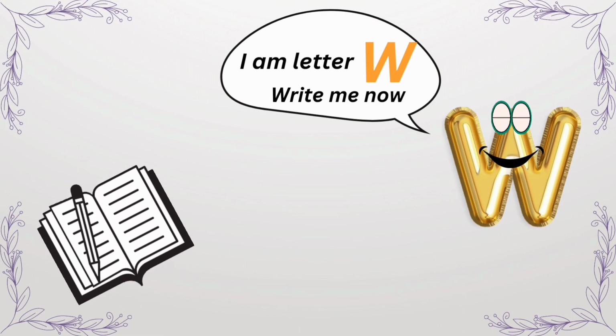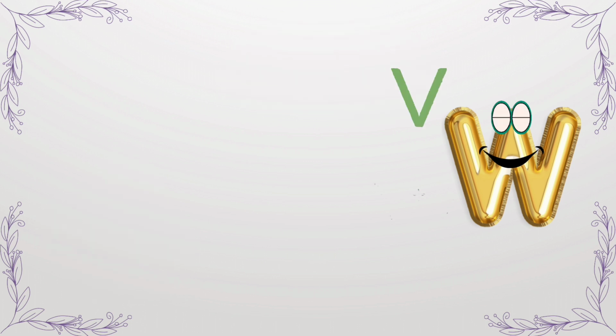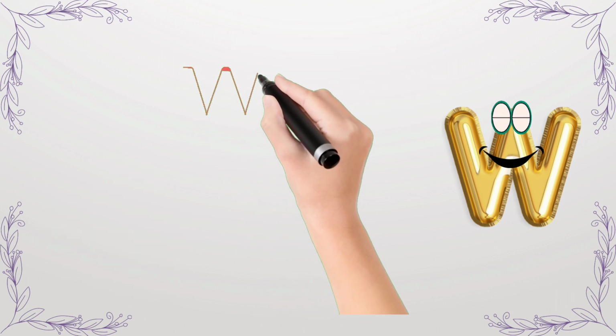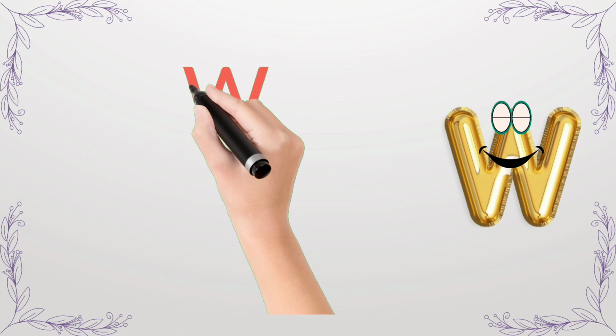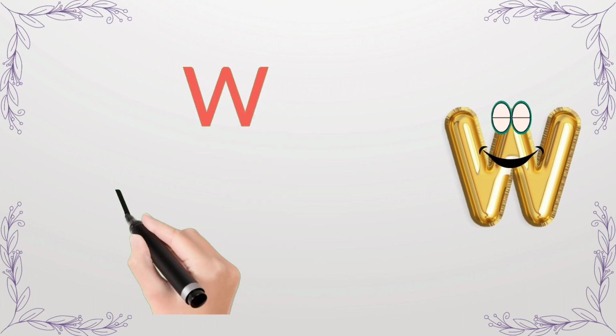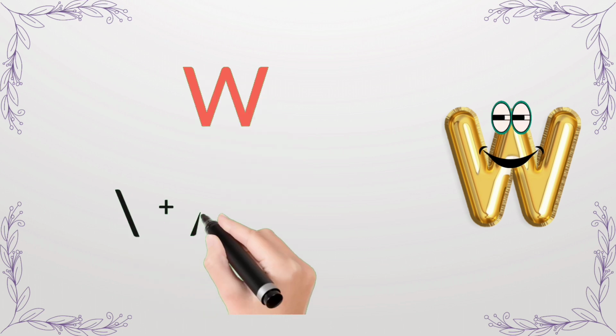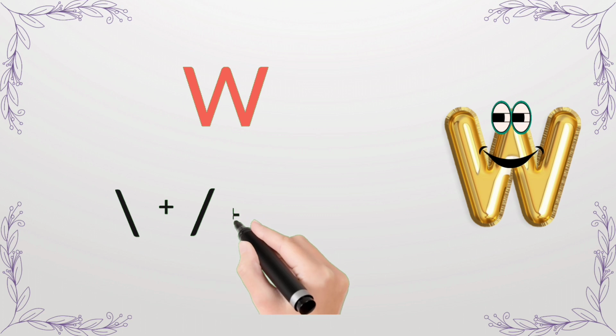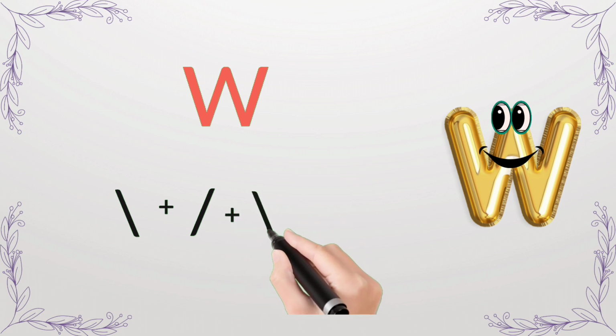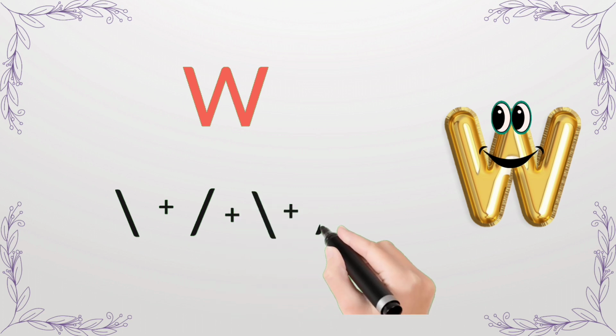I'm letter W. Write me now. Two slanted lines down that meet at the bottom and then two slanted lines back up like two V's stuck together. Say W 5 times and write W, W, W, W, W.